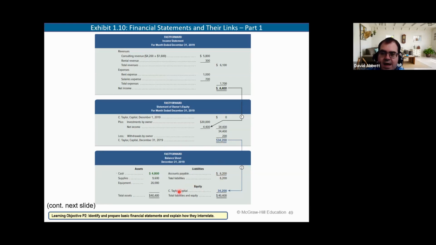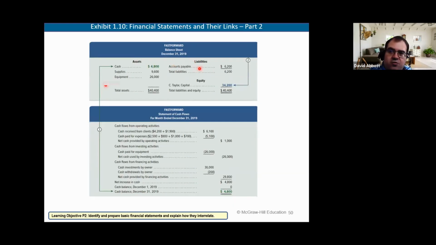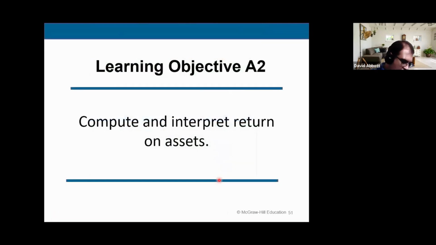So we see here that he had C. Taylor Capital, $34,200. So we have the liabilities plus the owner's equity is $40,400. His cash, supplies, and equipment, total assets. We notice then that both of these are in balance. So we know then that everything's okay. Everything was recorded properly. Balance sheet again from before. And then the cash goes down here to the cash balance where they're at now. So $4,800. But we see here then, again, listing everything that they paid cash for, what they paid out.